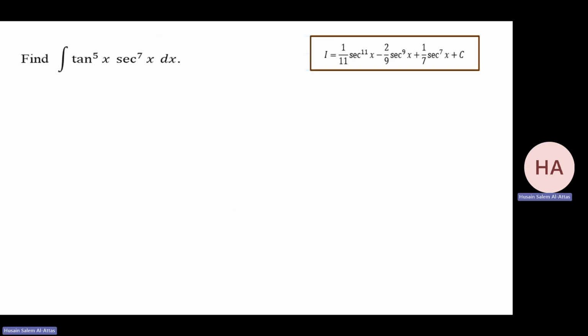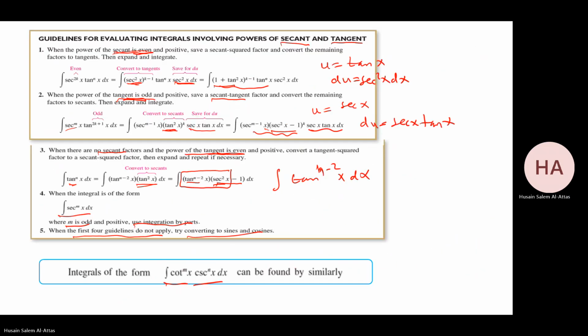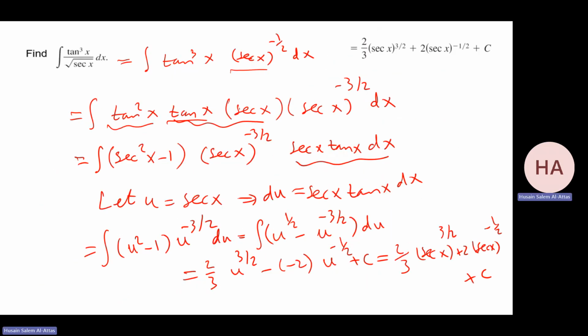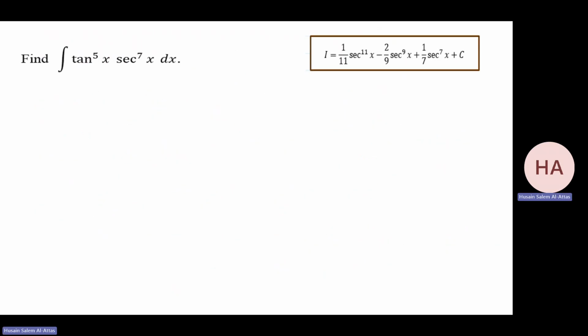Tan to the power 5, secant to the power 7. If I have tan odd, I don't have secant odd. So tan is odd, I will work out. If tan is odd, what I will do, I will save one tan. That will be tan to the power 4 x, secant to the power 6 x. I will make this tan to the power 5 as tan to the power 4 times tan x. So I save secant and tan, and then I need to change this into secant, but this is tan to the power 4.